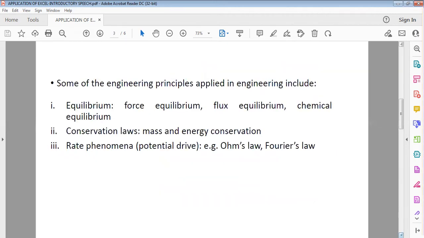In solving engineering problems, some of the engineering principles that are applied include the principle of equilibrium, the conservation laws, and the rate phenomenon. When these engineering principles are applied to engineering problems, they generate equations that will be required to be solved to get a solution to the problem that is being handled.